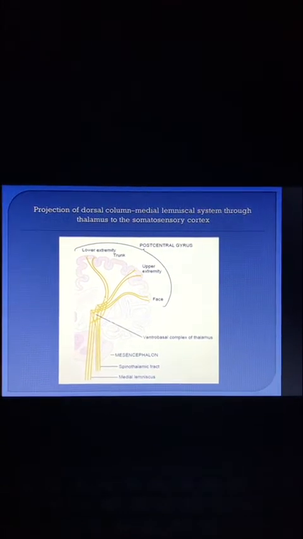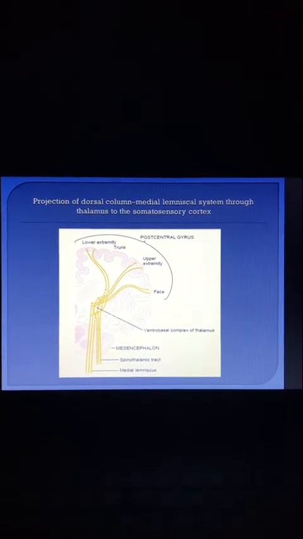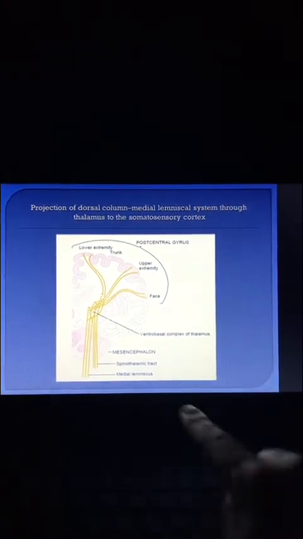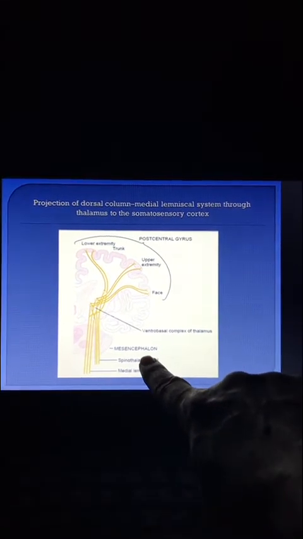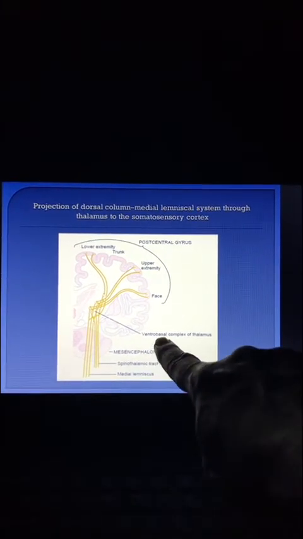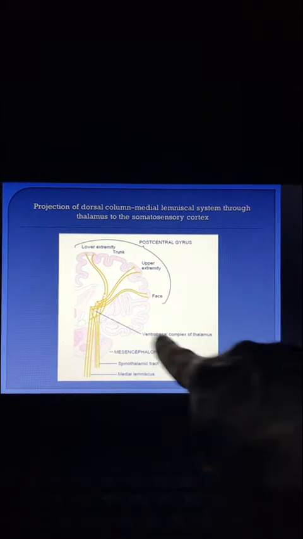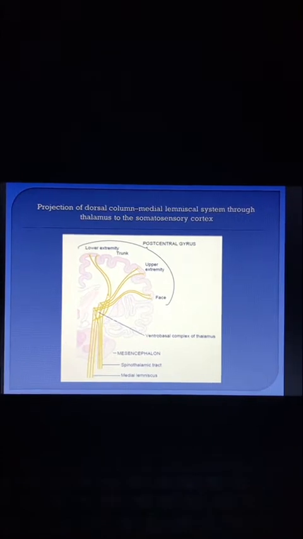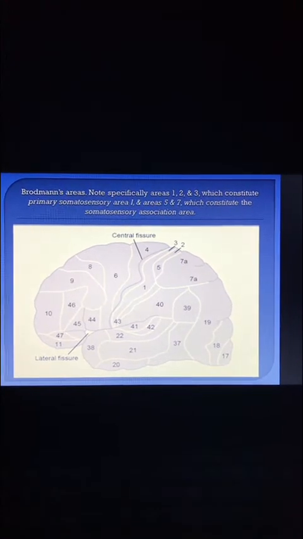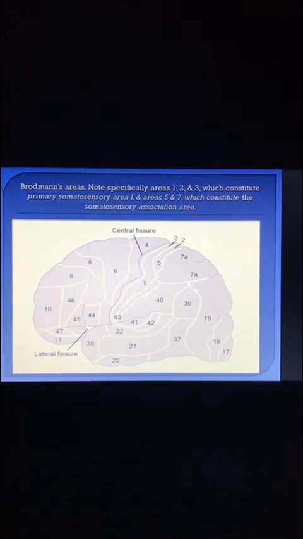Projection of the dorsal column medial lemniscal system through the thalamus to the somatosensory cortex. Here is the pathway: medial lemniscus, mesencephalon, which is the midbrain, ventrobasal complex of the thalamus, and then to the postcentral or somatosensory cortex, and these are the Brodmann's areas, 50 areas, and each area has a number.